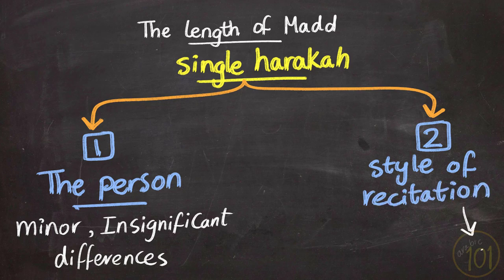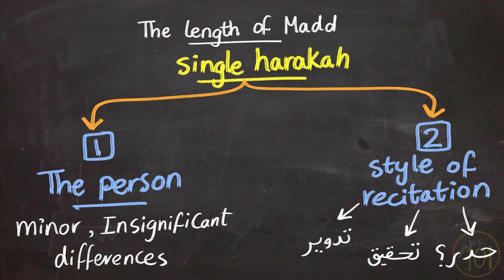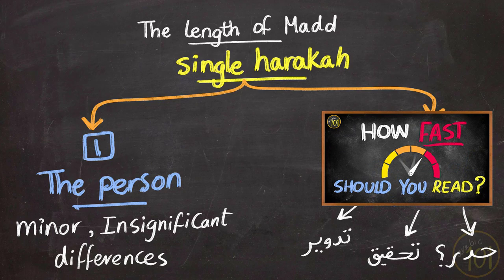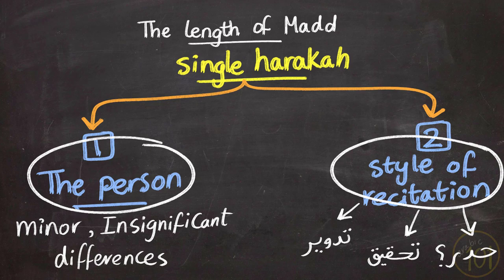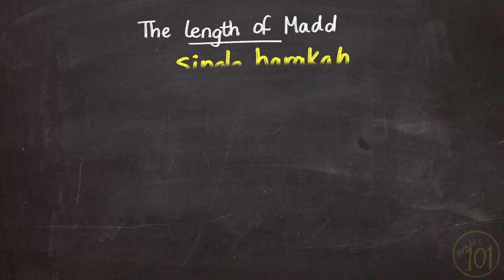So, are you performing hadr, tahqiq, tadweer, and so on? And we talked extensively about different speeds of recitations in a separate lesson, so check it out if you want to understand that concept completely. Having said that, how long a mad of five harakat should take can change depending on who's reciting and on how fast or how slow you are reciting. And that's what we mean by saying that the duration of mad is not absolute.